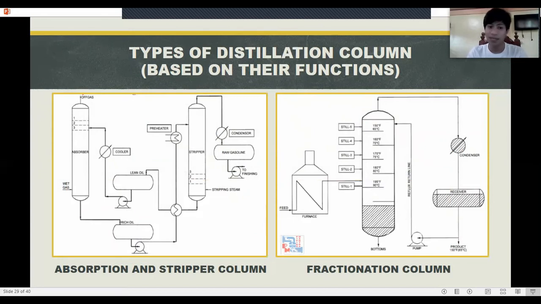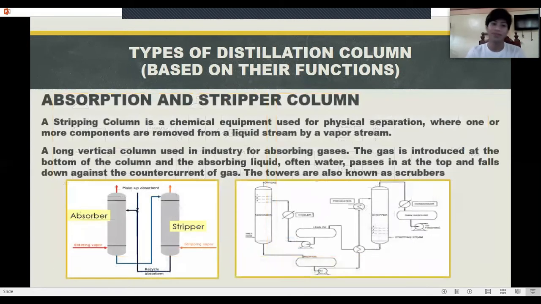It can be further classified into absorption and stripper column and fractionation column. Absorption and stripper column. A stripping column is chemical equipment used for physical separation where one or more components are removed from a liquid stream by a vapor stream.